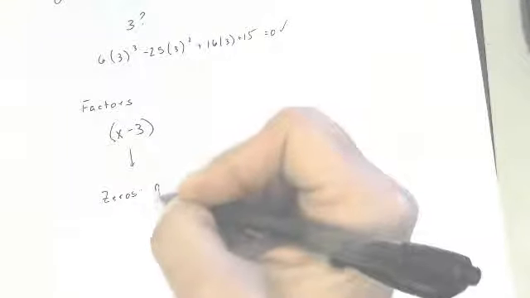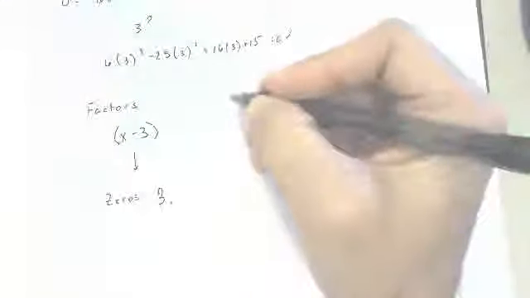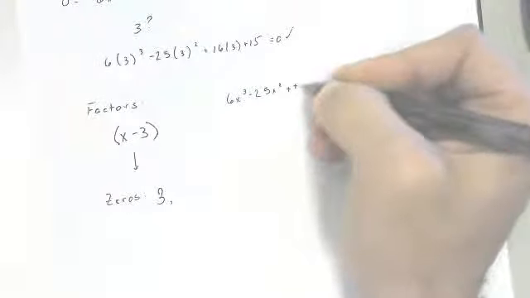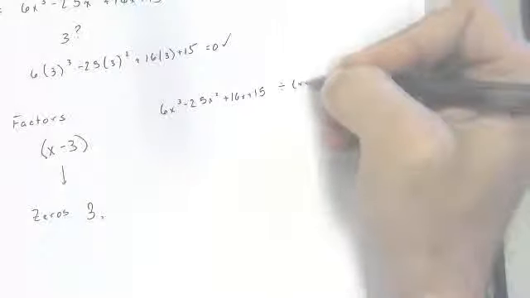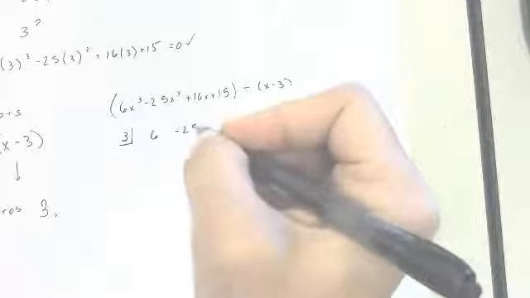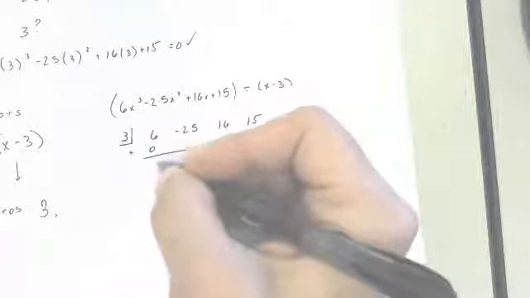Now, to find my other factors, which will eventually lead me to my other zeros, I need to go ahead and do some division. I need to take 6x cubed minus 25x squared plus 16x plus 15, and I need to divide it by x minus 3. Well, I'm going to go ahead and use synthetic division. So 6, negative 25, 16, and 15. I'm going to synthetically divide here.